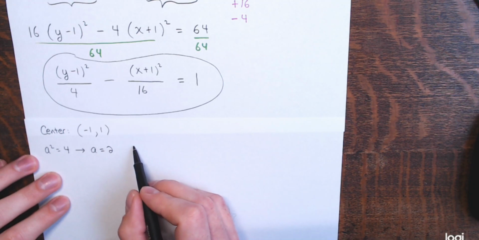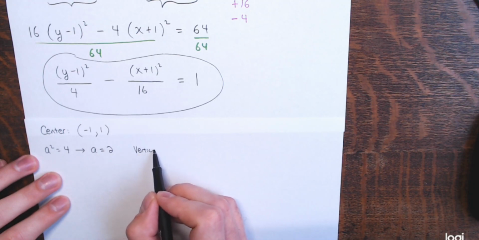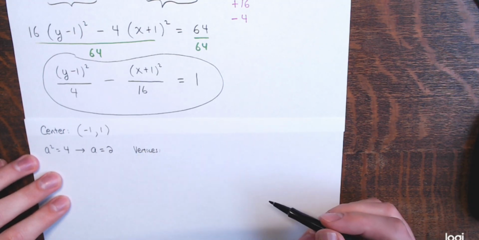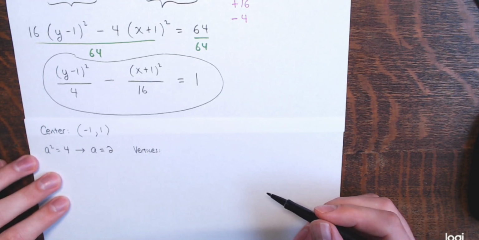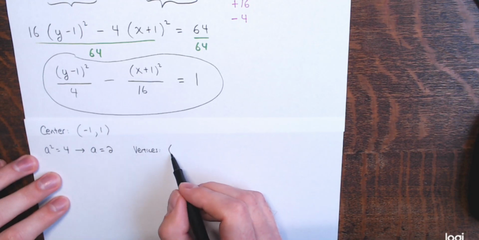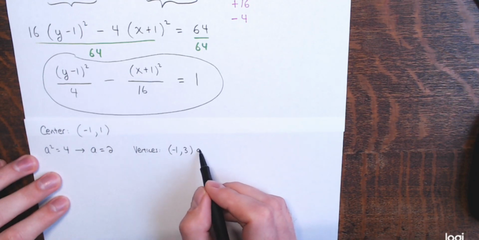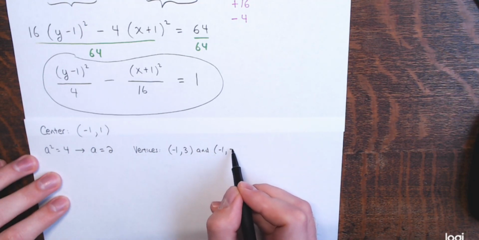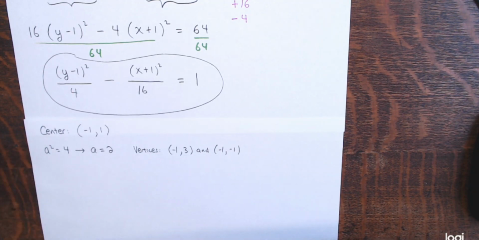And we can tell you what the vertices are. Now this time the vertices are going to be above and below the center. So I'm going to add 2 and subtract 2 from the y coordinate of the center. So we have negative 1, 3, and negative 1, negative 1. Right, adding 2 and subtracting 2 to the y coordinate of the center.